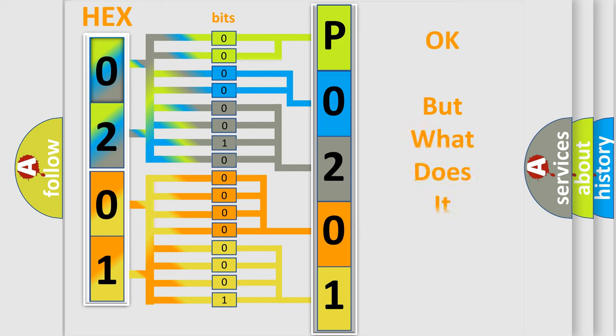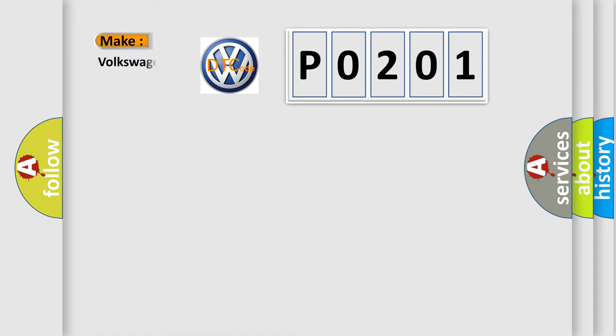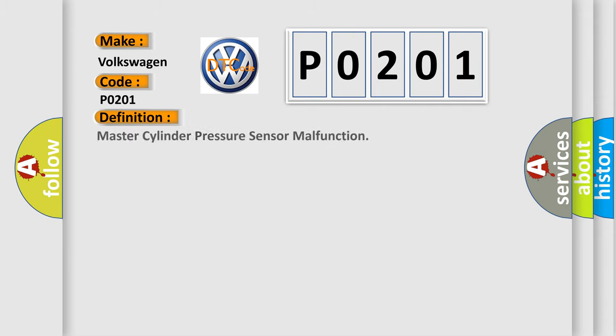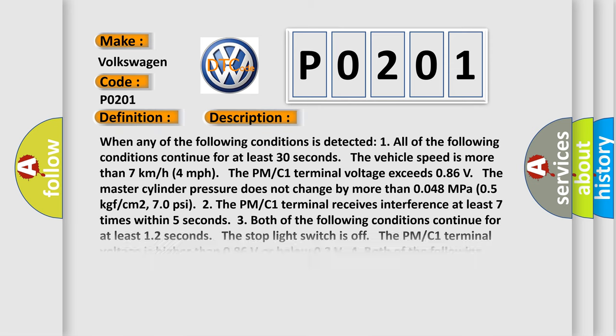The number itself does not make sense to us if we cannot assign information to what it actually expresses. So, what does the diagnostic trouble code P0201 interpret specifically for Volkswagen? The basic definition is master cylinder pressure sensor malfunction. And now this is a short description of this DTC code.